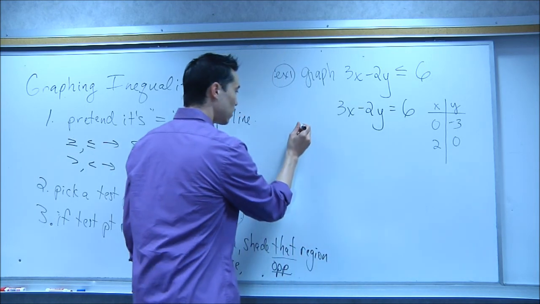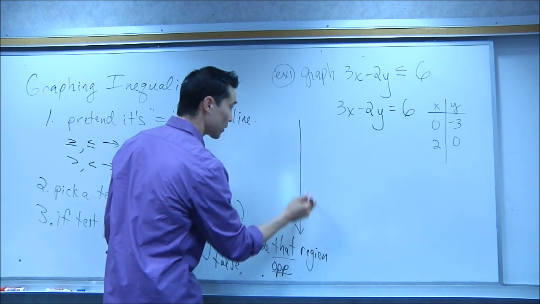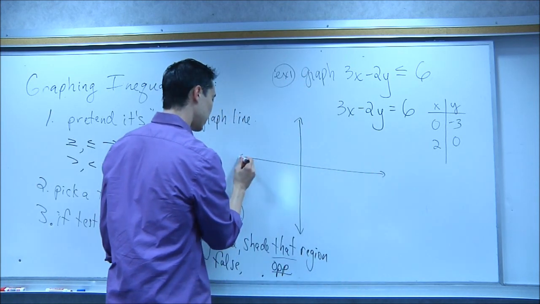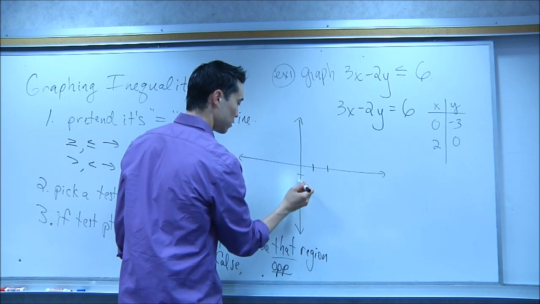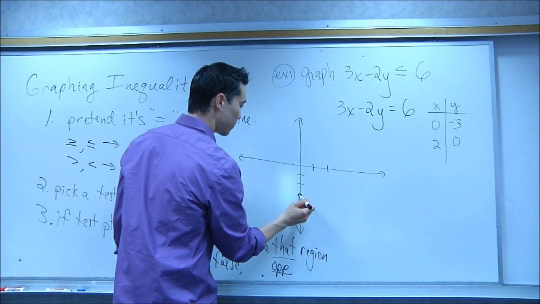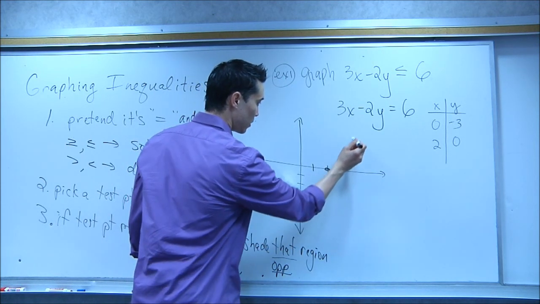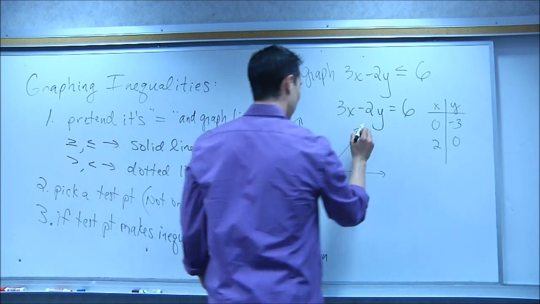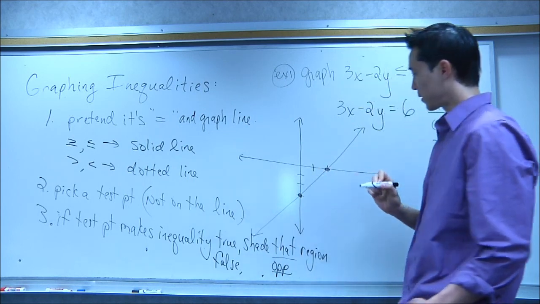So, okay, I'm ready to go. I'm going to draw my line. I have 0, -3 as 1 point. I have 2, 0 as another point. Here's my 0, -3. Here's my 2, 0. And I'm going to do a solid line. If it was dotted, obviously you just dot the line. Okay, so there we go.